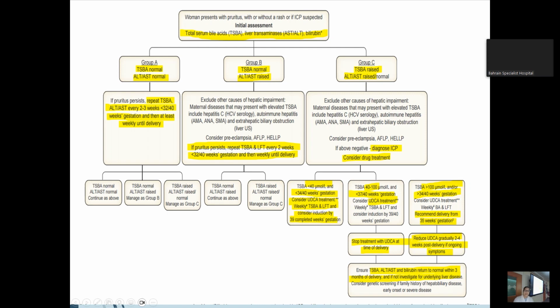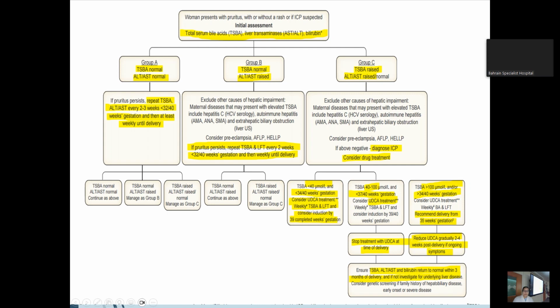Category 3 is when both investigations are raised. In these patients, first of all, we exclude the other causes of this raised investigation. And if the above are negative, the diagnosis goes in favor of ICP. Consider drug management for these patients.